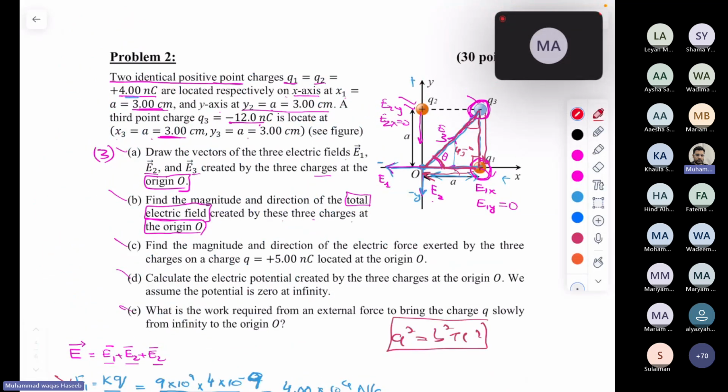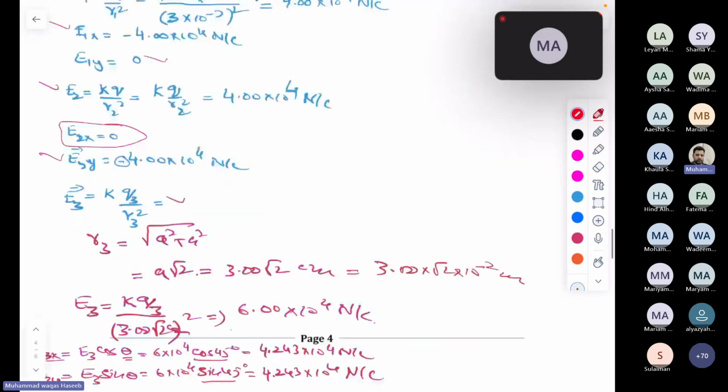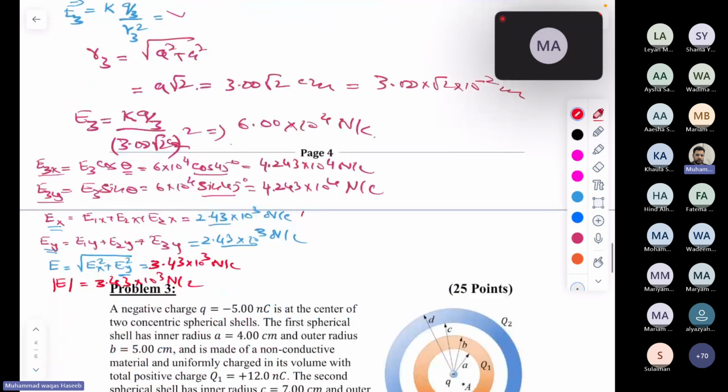Now he asks you the question, find the magnitude. So we have find the magnitude. Now how do we find the direction of the total electric field? Direction can be easily found, which is tangent inverse Ey over Ex. This is the theta. So whenever you are asked to find a direction, you have to find it by this formula.